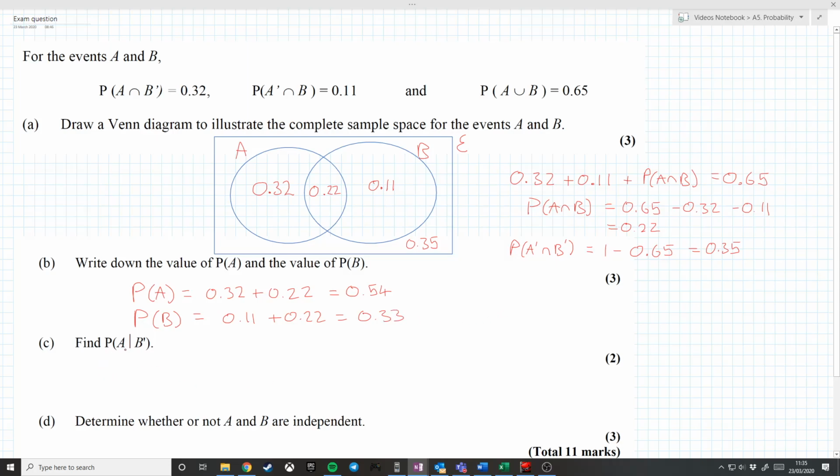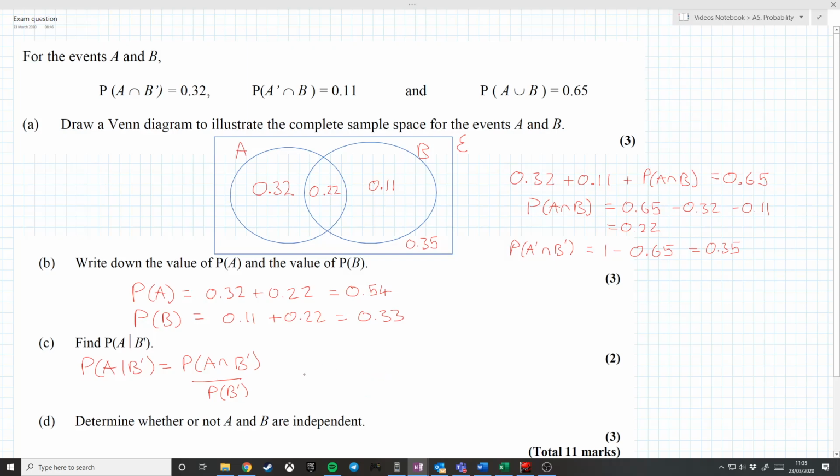Okay, find the probability of A given that not B happens. Now there's two ways I can go about it. I can either go about it using the formula. So A given not B is equal to the probability of A intersect not B divided by the probability of the second one.